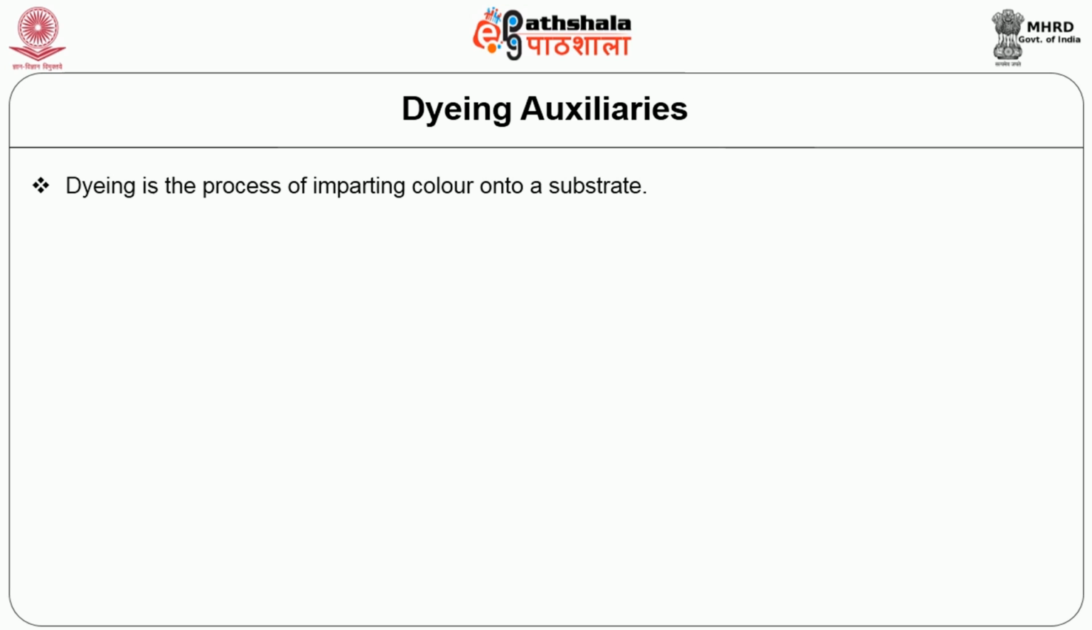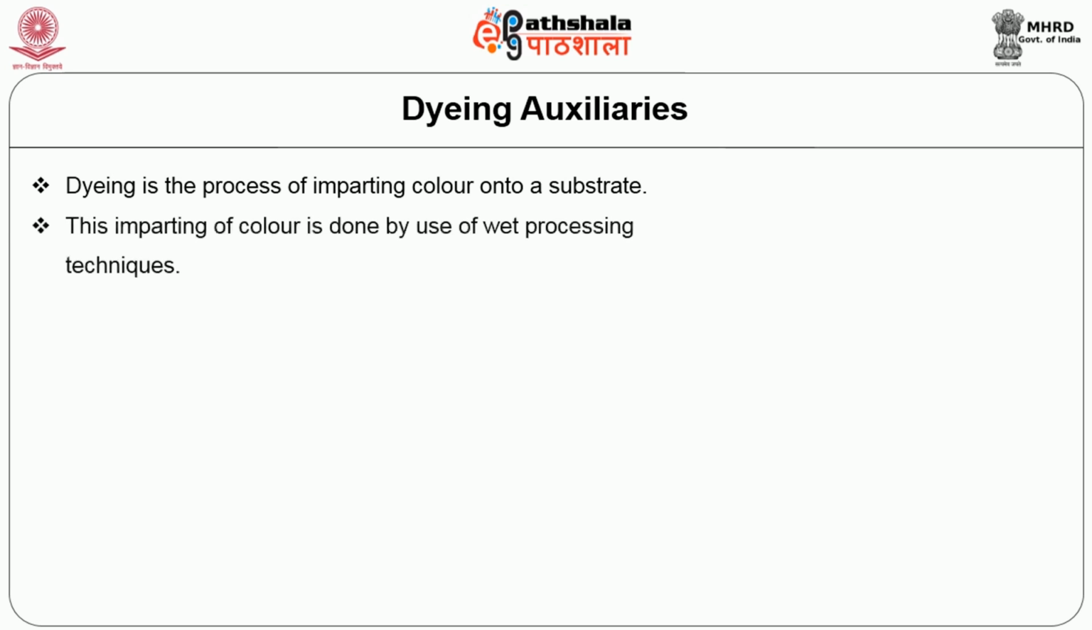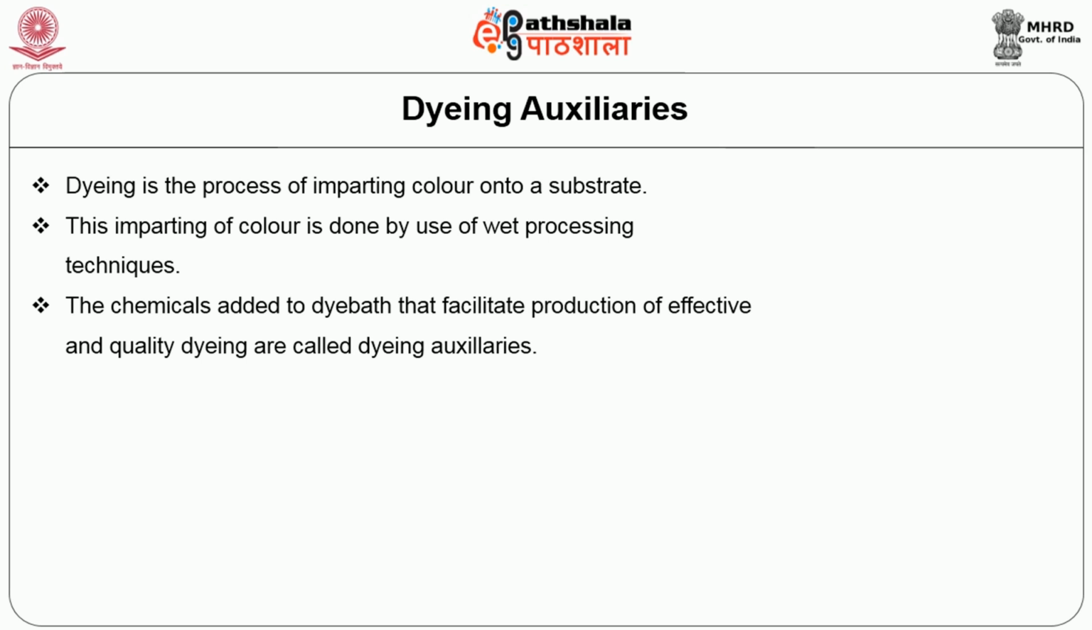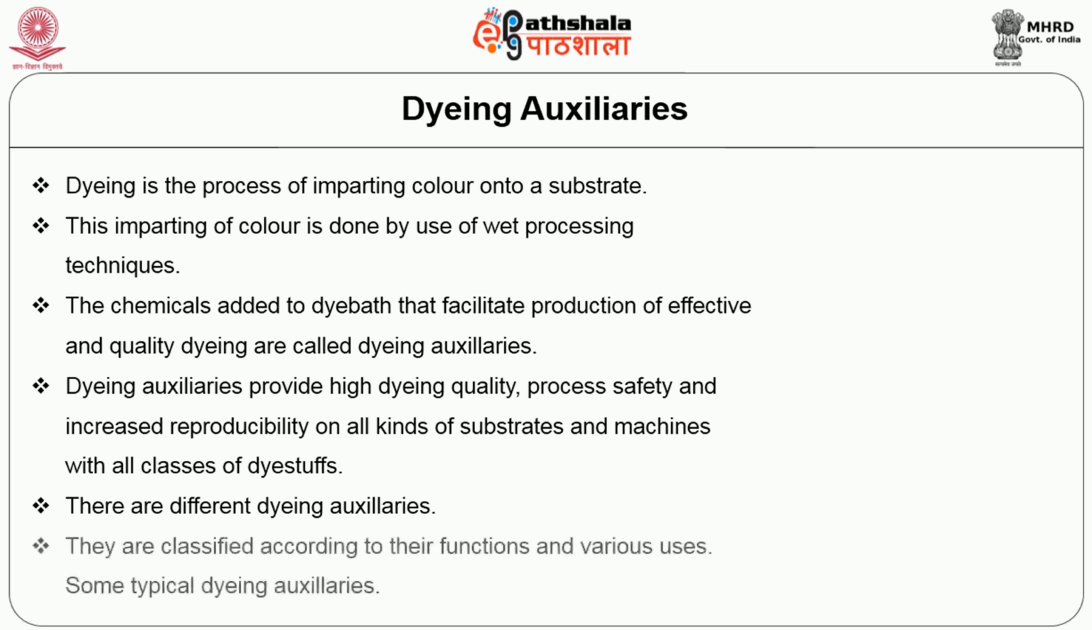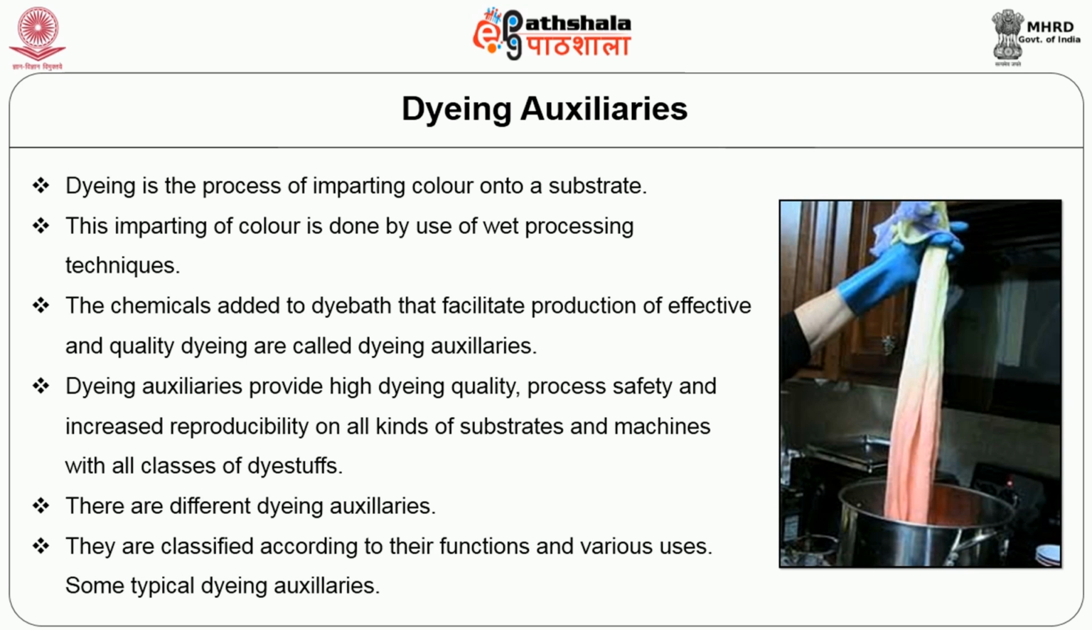Dyeing is the process of imparting color onto a substrate. This imparting of color is done by use of wet processing techniques. The chemicals added to dye bath that facilitate production of effective and quality dyeing are called dyeing auxiliaries. Dyeing auxiliaries provide high dyeing quality, process safety, and increased reproducibility on all kinds of substrates and machines with all classes of dyestuff. There are different dyeing auxiliaries. They are classified according to their functions and various uses.